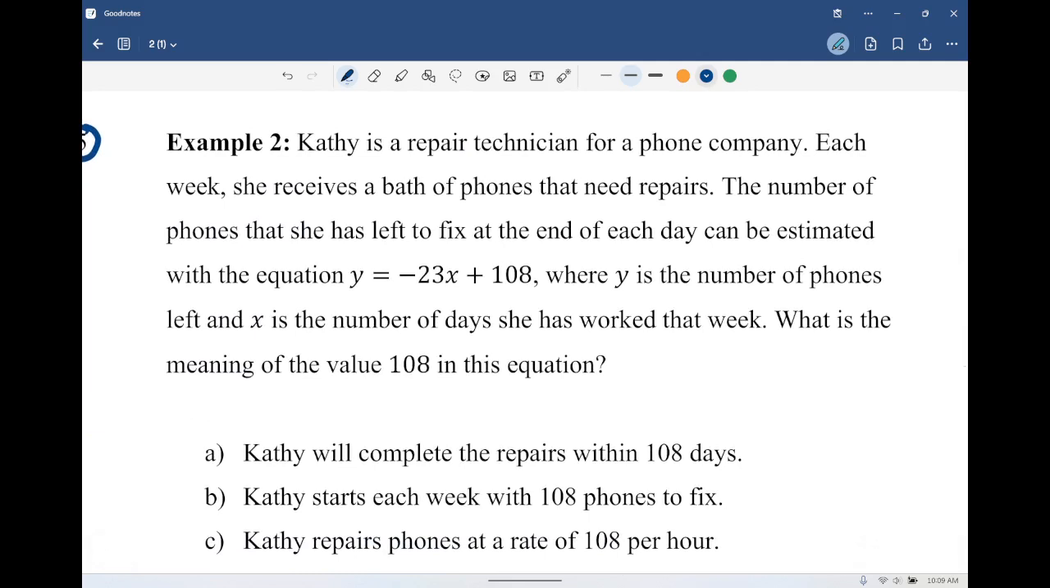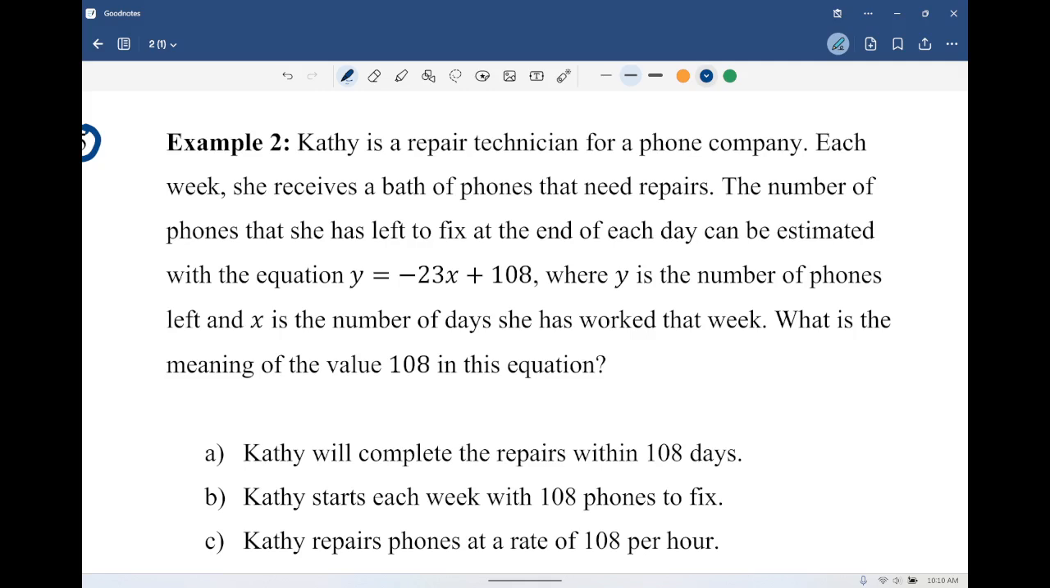All right, I'm going to read example 2 because there's a few spelling errors and apologies. Kathy is a repair technician for a phone company. Each week she receives a batch of phones that need repairs. The number of phones that she has left to fix at the end of the day can be estimated with the equation y is equal to negative 23x plus 108, where y is the number of phones left and x is the number of days she has worked that week. What is the meaning of the value 108 in this equation?